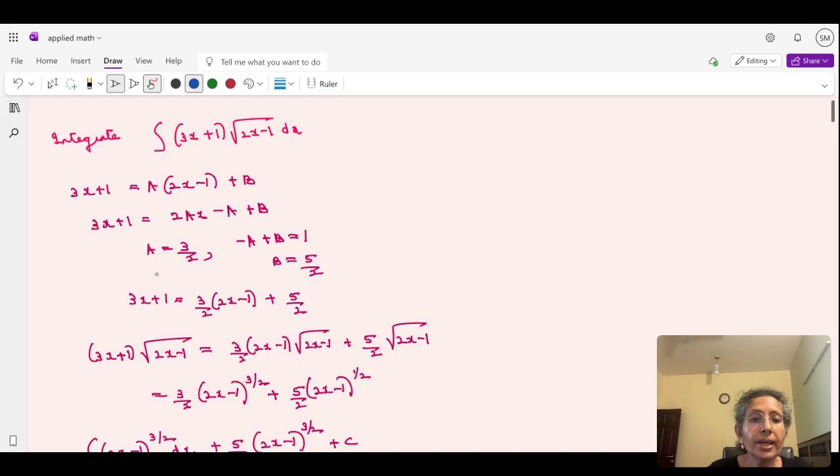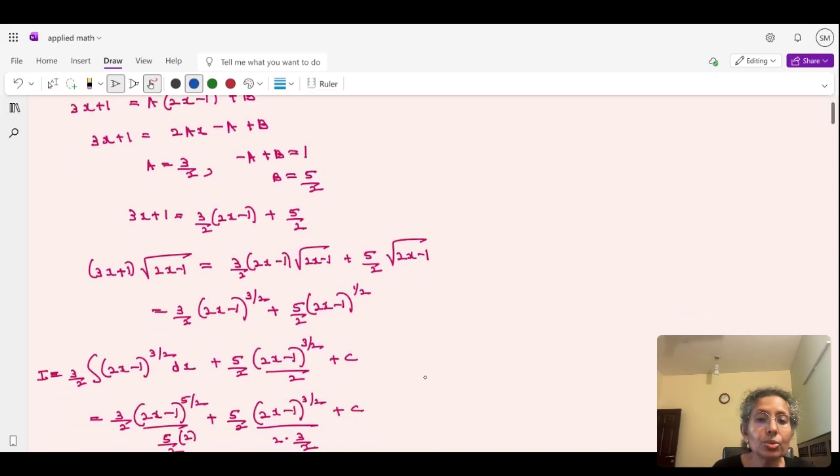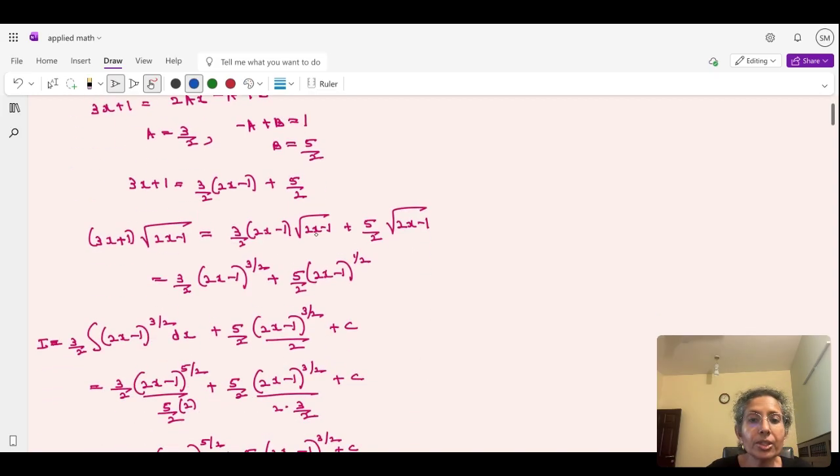Now substituting back here, you get 3x + 1 is 3 by 2 into (2x - 1) + 5 by 2. And now you multiply by root (2x - 1). So you get (3x + 1) into root (2x - 1) is 3 by 2 into (2x - 1) root (2x - 1) + 5 by 2 root (2x - 1). So this becomes 3 by 2 (2x - 1) raised to 3 by 2 + 5 by 2 (2x - 1) raised to half. And now integrate.